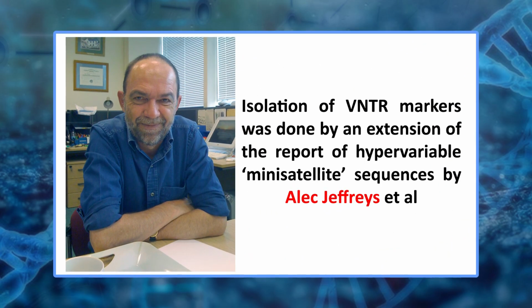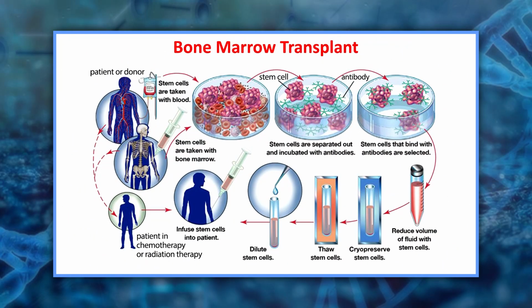Isolation of VNTR markers was done as an extension of the report of hypervariable mini-satellite sequences by Jeffreys et al. Mini-satellite probes were identified as very variable multi-locus or multiple locus simultaneously, but each VNTR marker, also called a single locus mini-satellite marker, was identified as a single highly polymorphic locus in our genome. Because of their highly polymorphic nature, both VNTRs and mini-satellite markers were applied in forensic studies and also used in clinics to monitor recipients of bone marrow transplants.